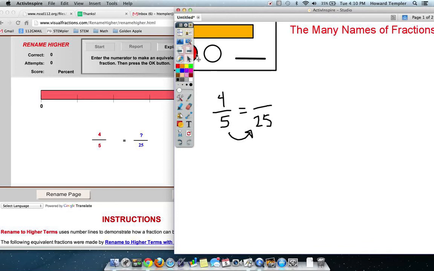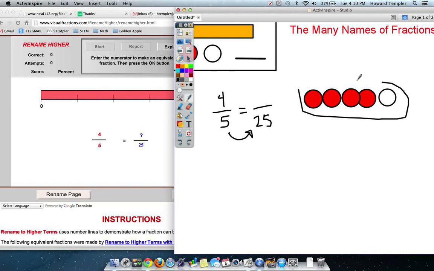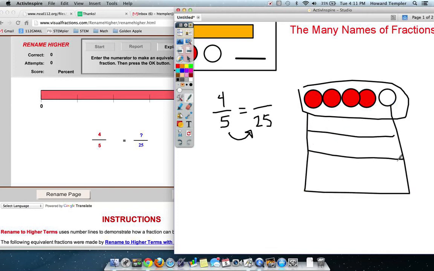And in this problem, I'm just going to duplicate, duplicate, duplicate. So we have 4 out of 5, let's say, are red. How many out of 25? And you could see to yourself that in each row there are 5, so you're going to need 5 rows. 5, 10, 15, 20, and 25. And in each row there would be 4 reds.